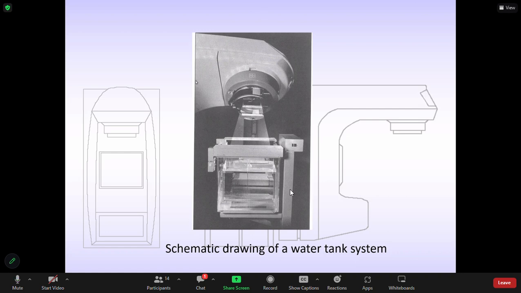So what device do you use for annual, for commissioning, or for repair? Anyone?